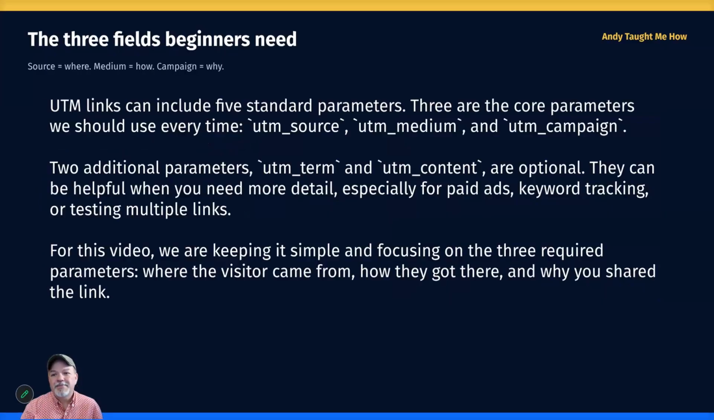Let's continue. UTM links can include 5 standard parameters. 3 are the core parameters that we should use every time: UTM source, UTM medium, and UTM campaign. 2 additional parameters, UTM term and UTM content, are optional. They can be helpful when you need more detail, especially for paid ads, keyword tracking, or testing multiple links. For this video, we're going to keep it simple and focus on the 3 required parameters: where the visitor came from, how they got there, and why I shared the link.